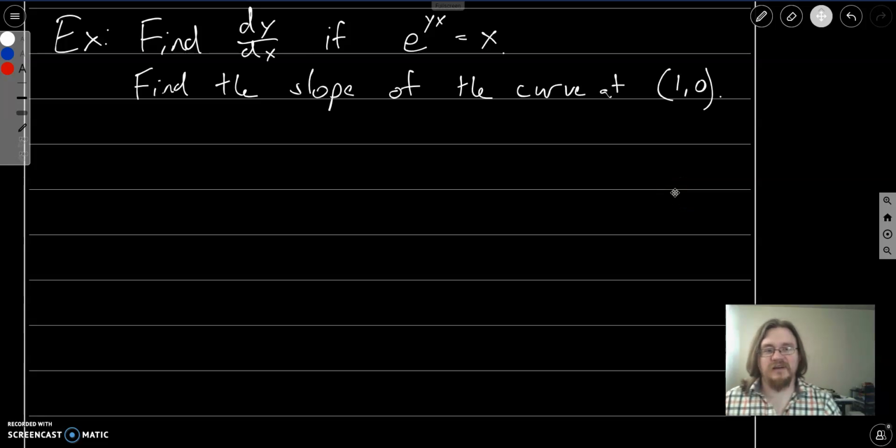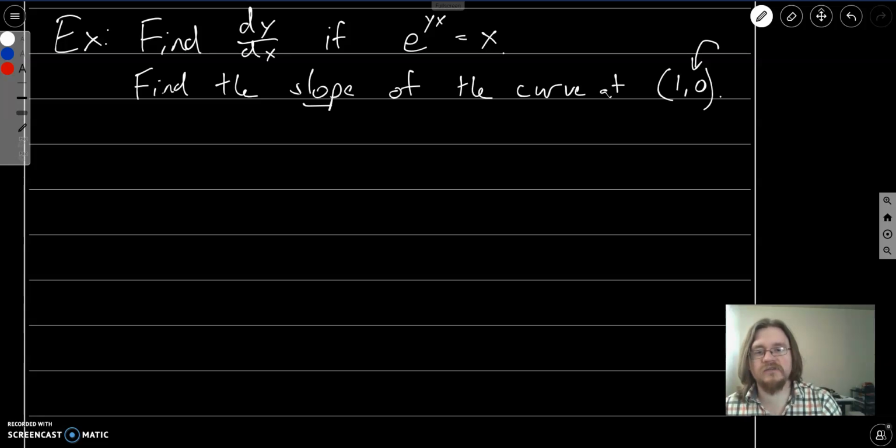Hello and welcome back. In our last two examples, not only will we find the derivative of y with respect to x, but we'll also find the slope of the curve at a particular point. And this will be pretty easy to compute once we know the formula for the derivative. So again, I'm going to use implicit differentiation.